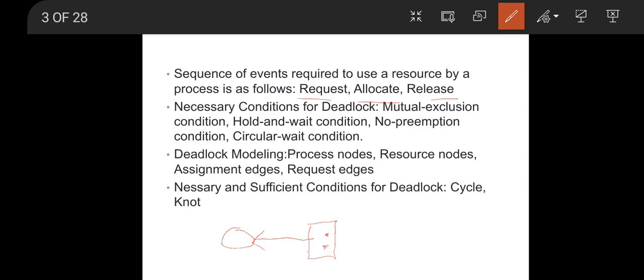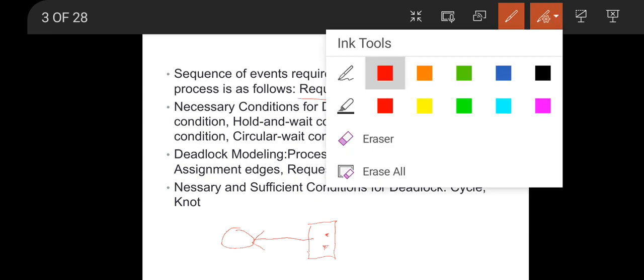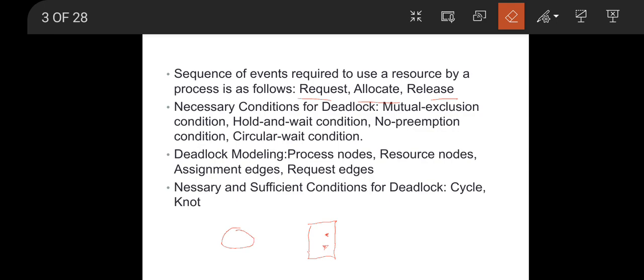Another type of edge is the request edge. Request edge means a process is requesting a resource, and the direction of the request is from the process to the resource. So while modeling the deadlock, we are going to represent a process by a circle and a resource by a rectangle. We represent whether the resource is allocated or the process is requesting the resource by the assignment edge and the request edge.